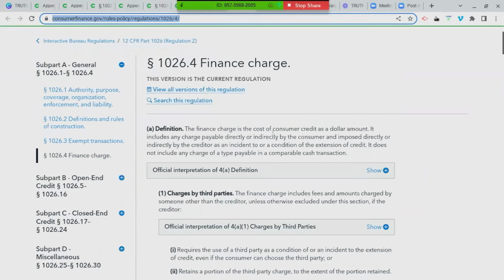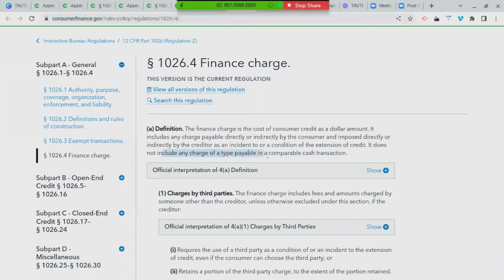The finance charge is the cost of consumer credit as a dollar amount. It includes any charge payable directly or indirectly by the consumer and imposed directly or indirectly by the creditor as an incident to or a condition of the extension of credit. It does not include any charge of a type payable in a comparable cash transaction. They're pretty much telling you here that the finance charge is everything that is imposed directly or indirectly on the consumer, and it's not to include cash transaction charges.